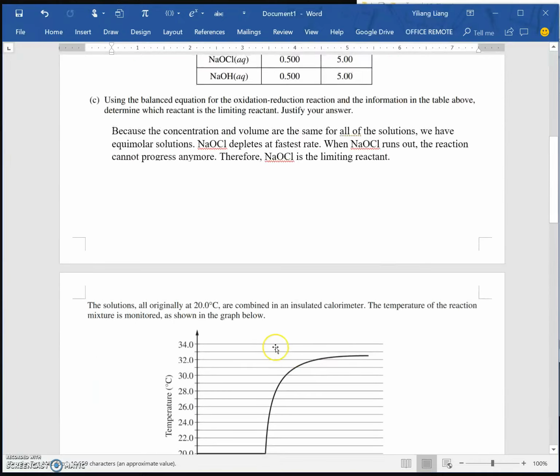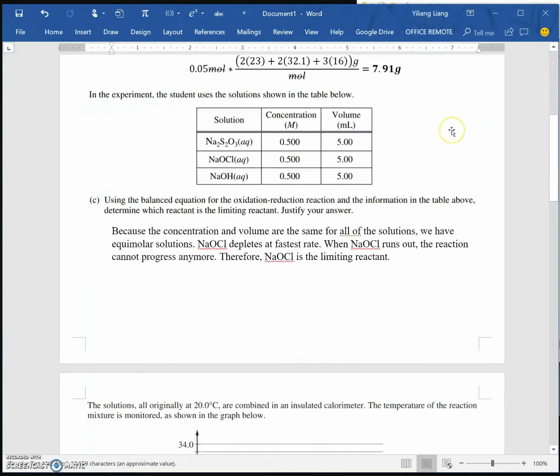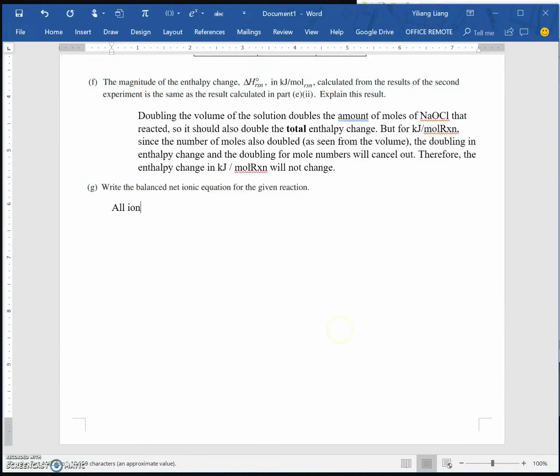So if you observe the reaction, you will see that this is ionic. It's 2 Na plus ions and one S2O3 ion, and this is also ionic, Na plus and OCl minus ions, Na plus and OH minus ions, 2 Na plus and SO4 2 minus ions, and Na plus and Cl minus ions, and H2O is not ionic, so we are not going to separate it. So all ions except water will break apart. So we can see the following reaction.